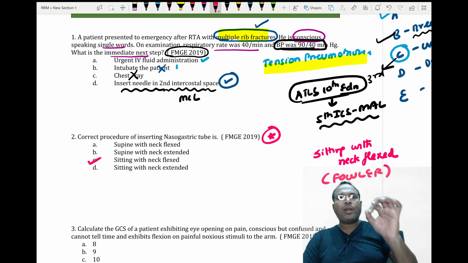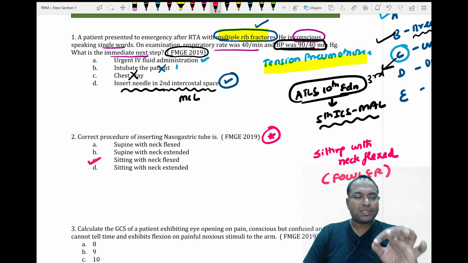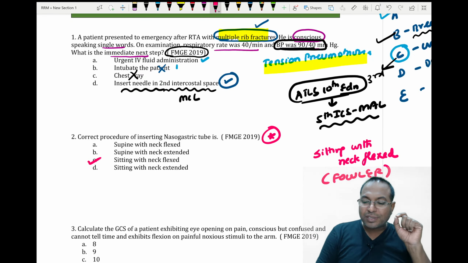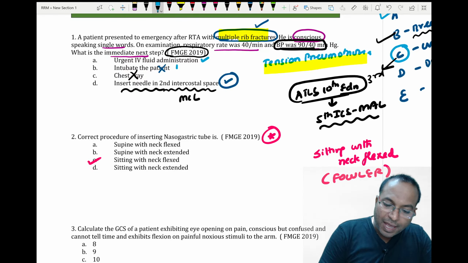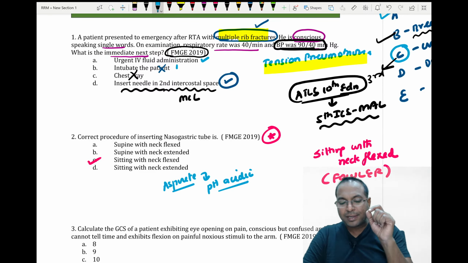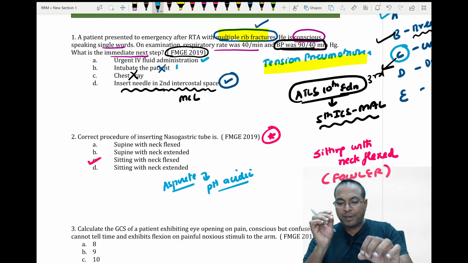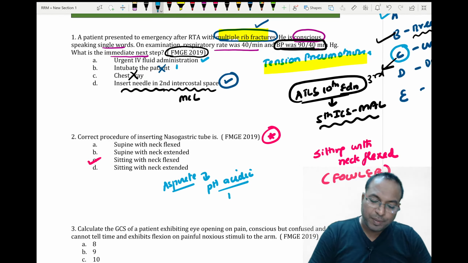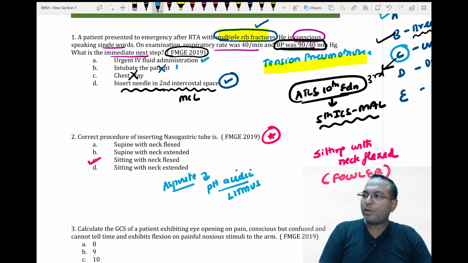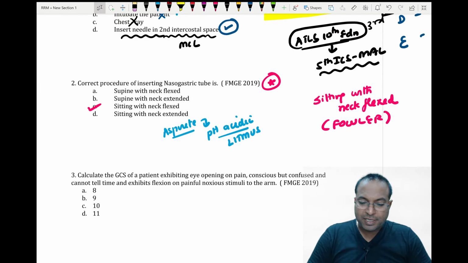Now the question is, how will you know that the tip of the Ryle's tube is in the stomach? The best method to confirm the tip of the tube is in the stomach is by means of aspirate and test for pH. pH should be acidic. That is the best method to look for the position in the stomach. So how will you know the position of the Ryle's tube in the stomach? Aspirate and test for pH by using a litmus paper. By using a litmus paper is the answer for that question. So simple a question. Please don't make mistakes in these types of questions.